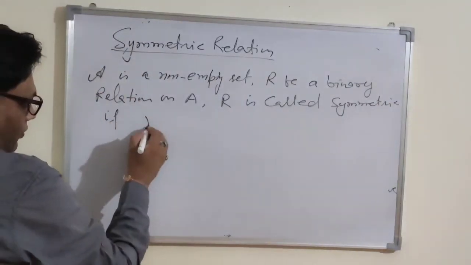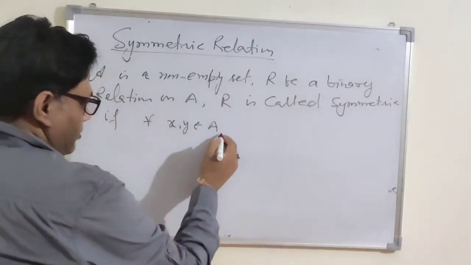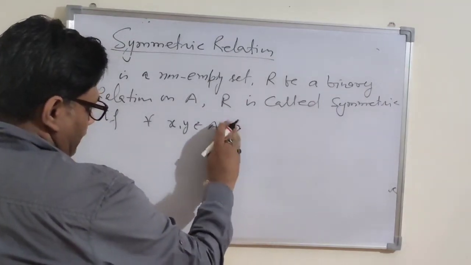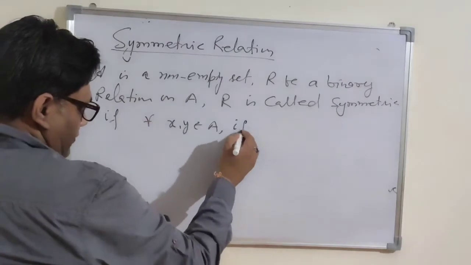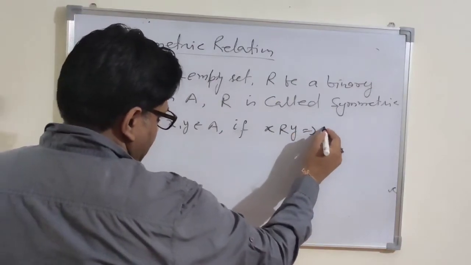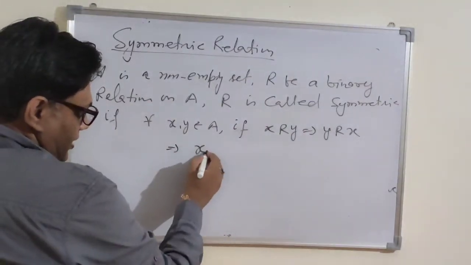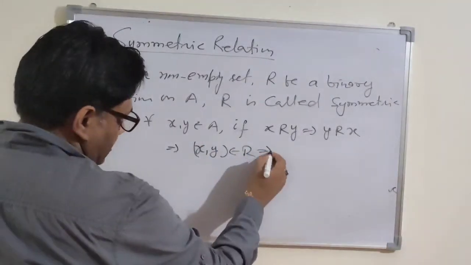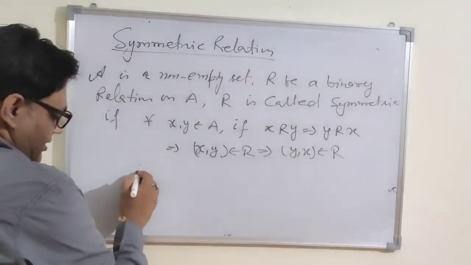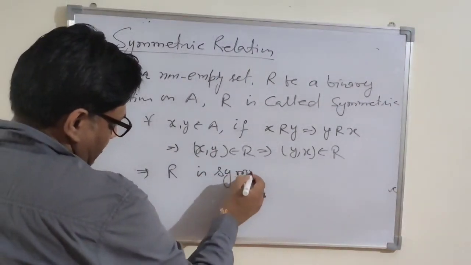if for every x, y belongs to A, if x is related to y, this implies y is related to x, or you can say that (x, y) belongs to R implies (y, x) also belongs to R. So this implies R is symmetric.